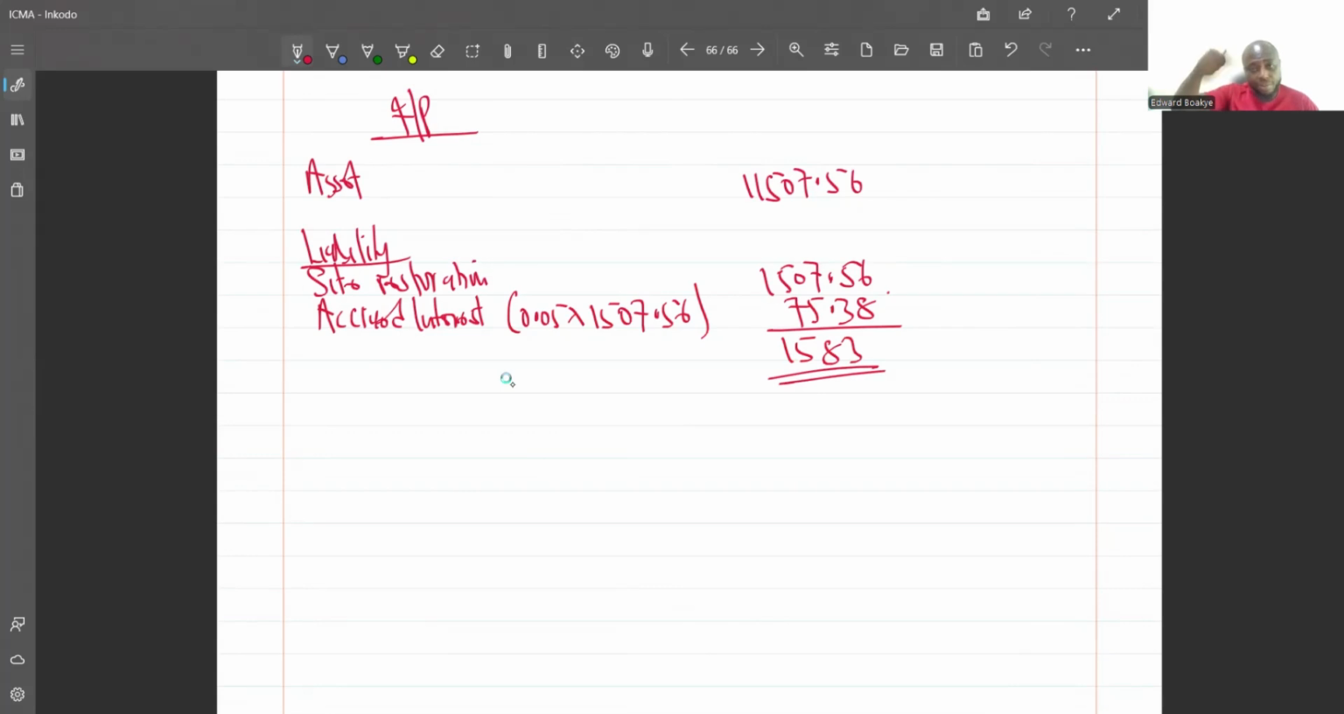The next year, we will calculate another 5% of 1583 and add up again till we get to the 20th year. So by the time you get to the 20th year, we have accumulated up to 4,000 Ghana cedis, because we brought it to the present, from 4,000 to 1,500. So we have to do what? Finance it small by small. And this finance cost is also a liability. But because it's a finance cost, it will also go to our profit or loss.